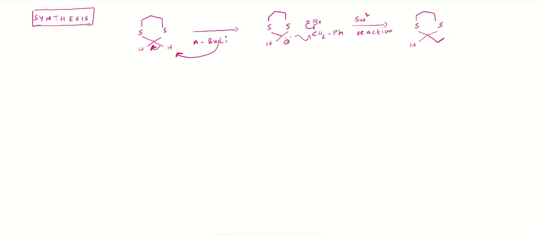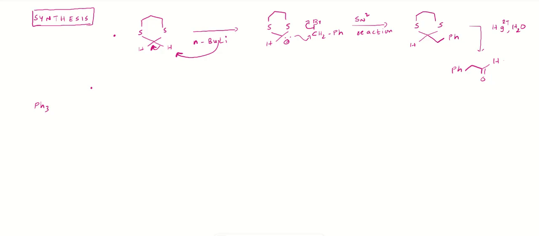Now this is hydrolyzed in the presence of aqueous solution of mercury chloride. That gives rise to PhCH2C=OH. So this is the first step.